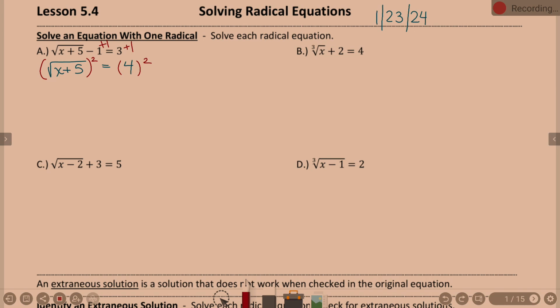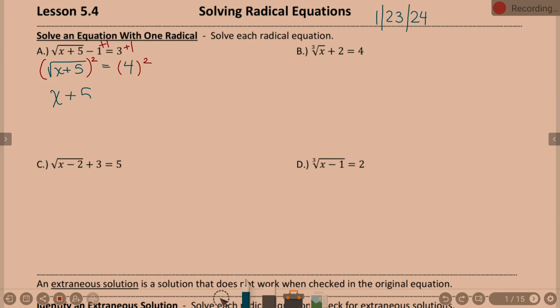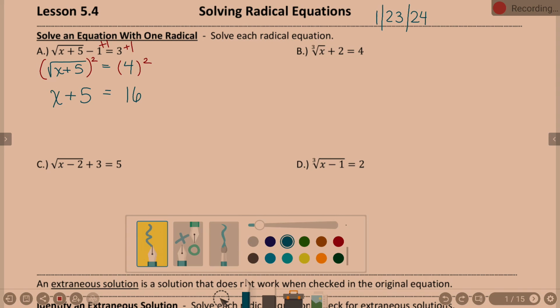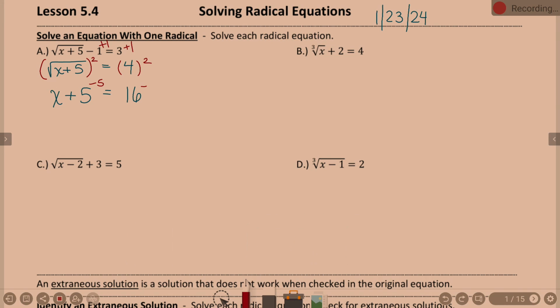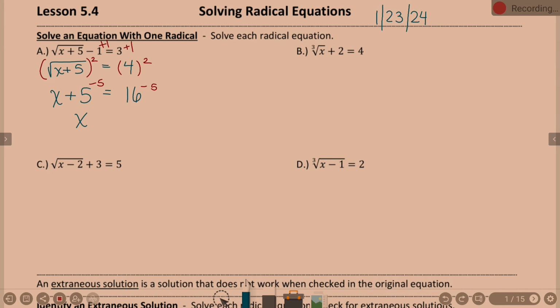So in this case, we're going to have just the x plus 5 remaining. On the right, what do you get when you square 4? 16. Okay, 4 squared is 16, so you do actually have to square that piece. And now, how do we finish solving for x? Yeah, if it's x plus 5, to get x by itself, we're going to subtract 5. If you subtract 5 from one side, you're going to subtract 5 from the other side. So we're going to have x equals 16 minus 5, which is 11.